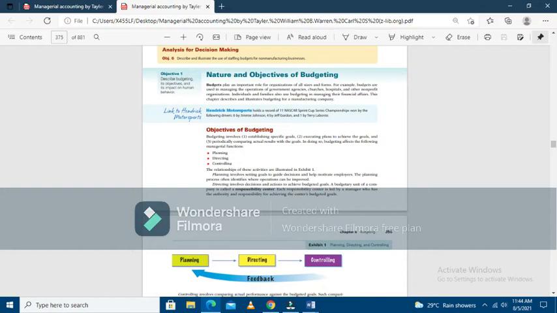Okay, so what are the objectives of budgeting? We look at the goals, we execute the plans to achieve the goals, and then we evaluate. So yun, ang phases on making an efficient and well-planned budget. We first establish our goals, kung gaano kataas na profit ang gusto natin, gaano kataas na market share ang gusto natin, what level of expenses do we expect.